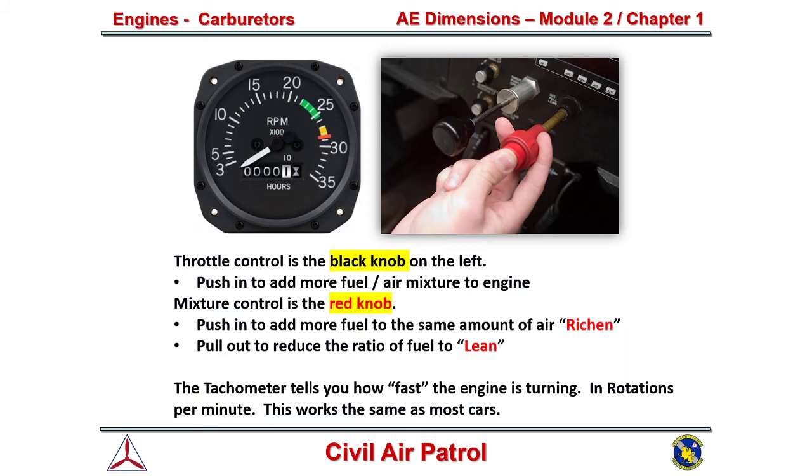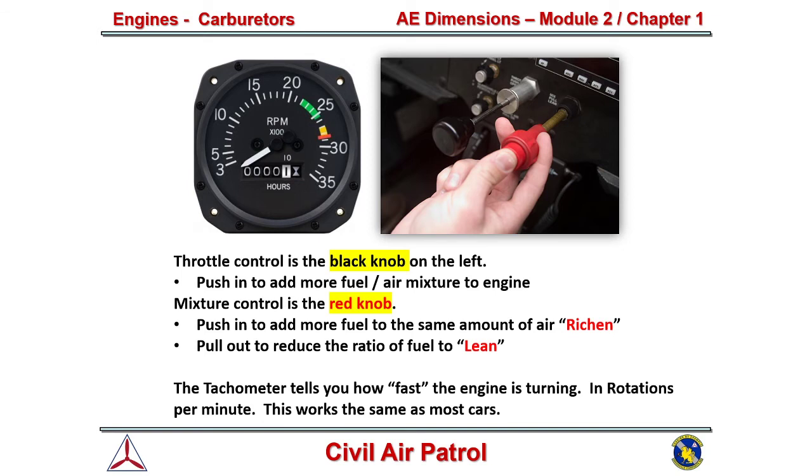All right, so we really have a couple of controls inside. The black knob is typically on the left, and that is our fuel throttle. When you push it in, it is adding more, or reducing, the amount of the total fuel-to-air mixture that's already been mixed in the carburetor. And we saw a picture of that earlier.